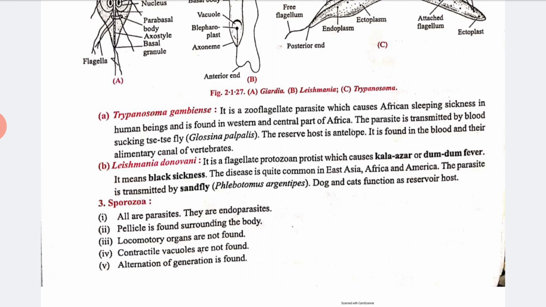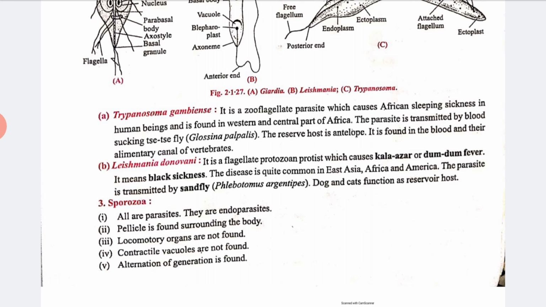Now, next we have Leishmania. So, what is Leishmania? It is a flagellate protozoan protist which causes Kala Azar. This we have already studied in our last class, in 10th class, right? Kala Azar and dumdum fever. So, it means black sickness. Okay. The parasite is transmitted by the sandfly, and dogs and cats function as the reservoir host. Generally it takes place in dogs and cats.